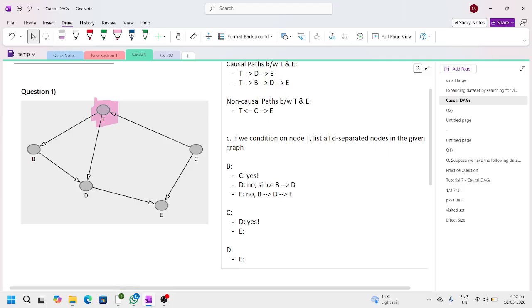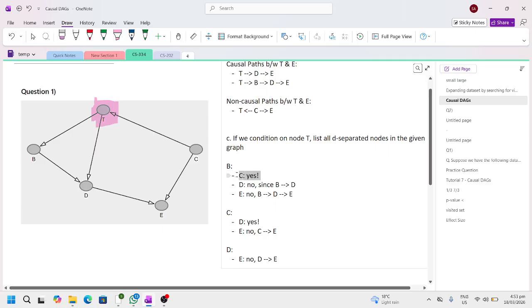What about C and E? No, there's a direct path. Yeah, there's a direct path between them. What about D and E? No, there's a direct path. D and E, there's a direct path, essentially, between them as well. So this means that after conditioning on T, only these two sets are d-separated: B and C, and C and D.